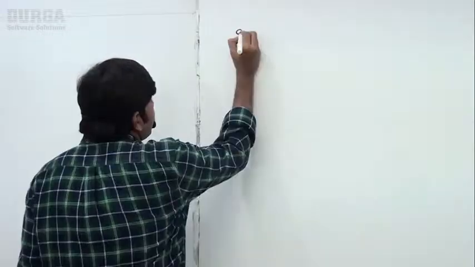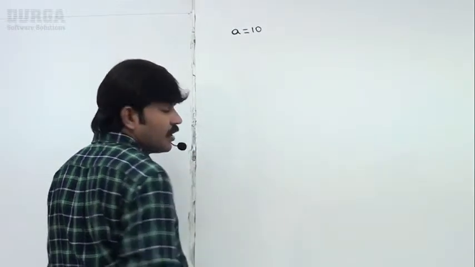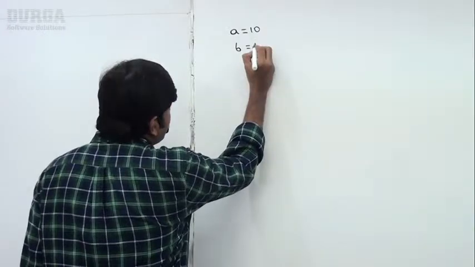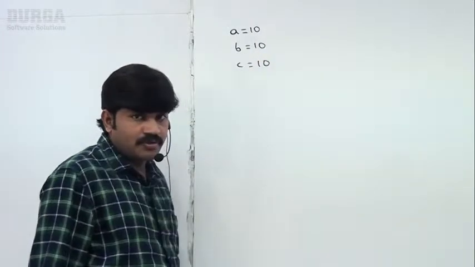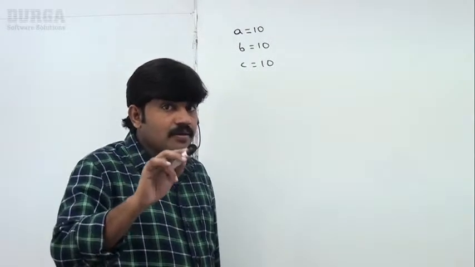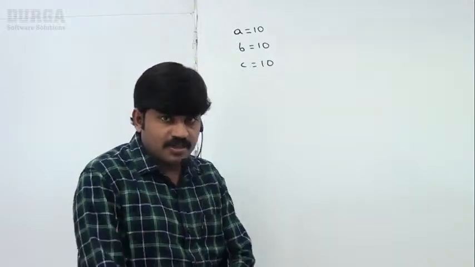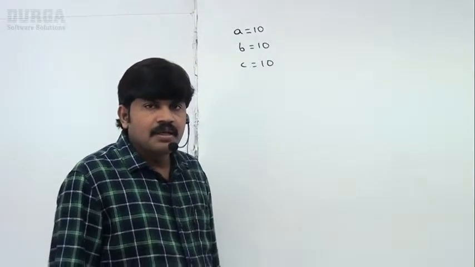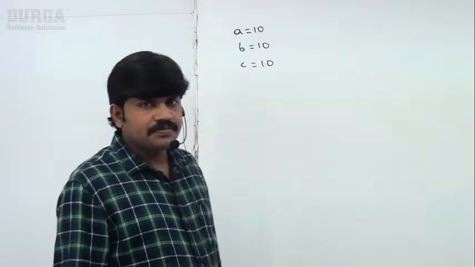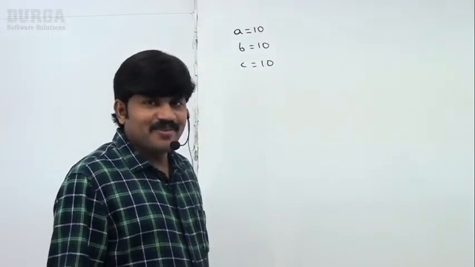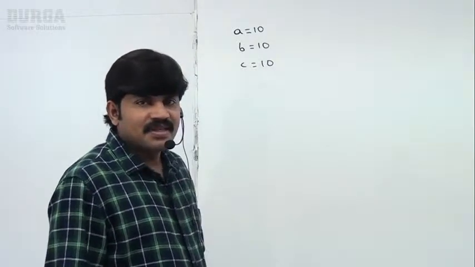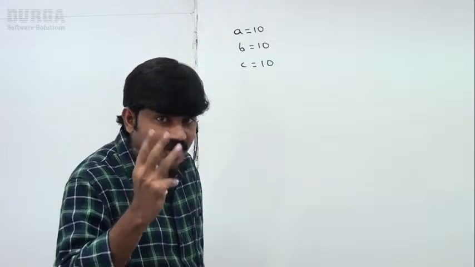I am taking a is equal to 10, b is equal to 10, c is equal to 10. Do you know who is responsible to create objects in Python? The Python virtual machine, the Python interpreter, is responsible to create objects. So now in this case, total how many objects will be created? Can you please confirm? 3 objects. Are you getting?